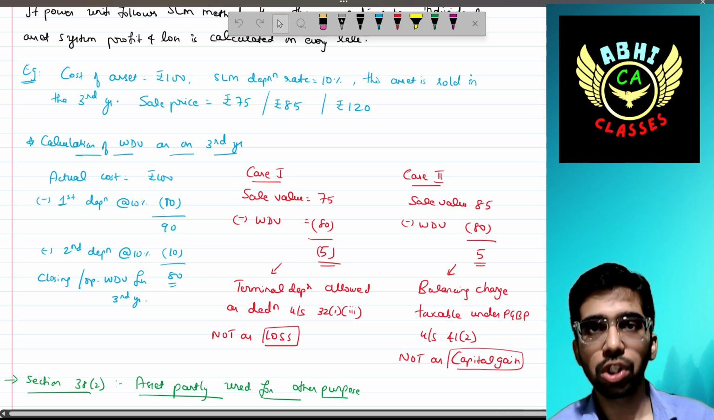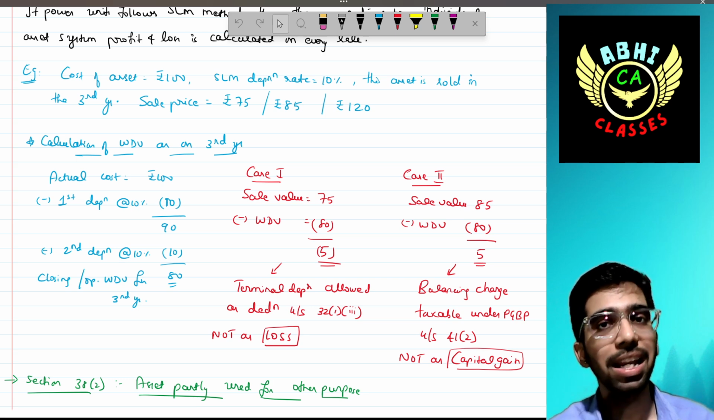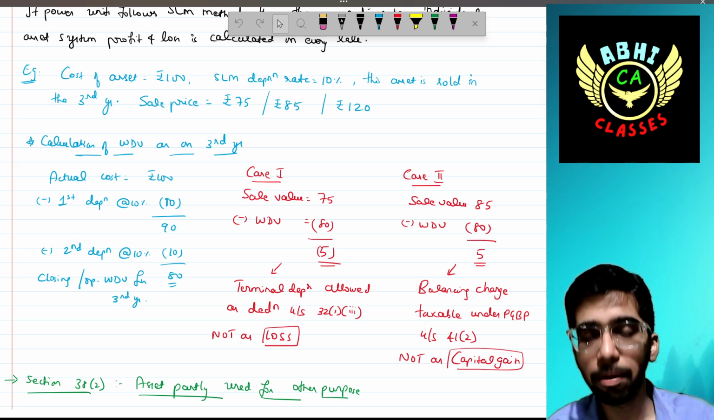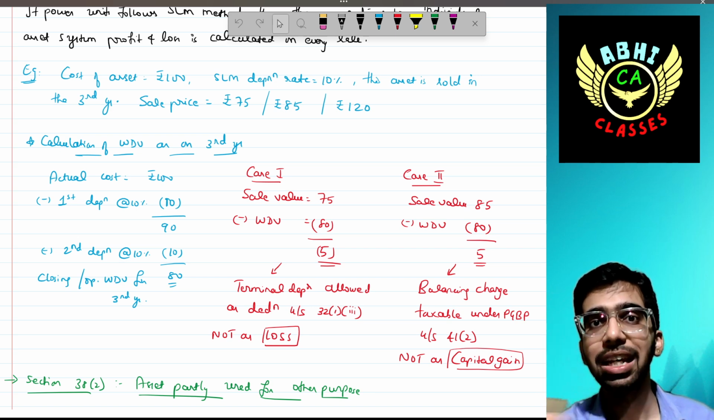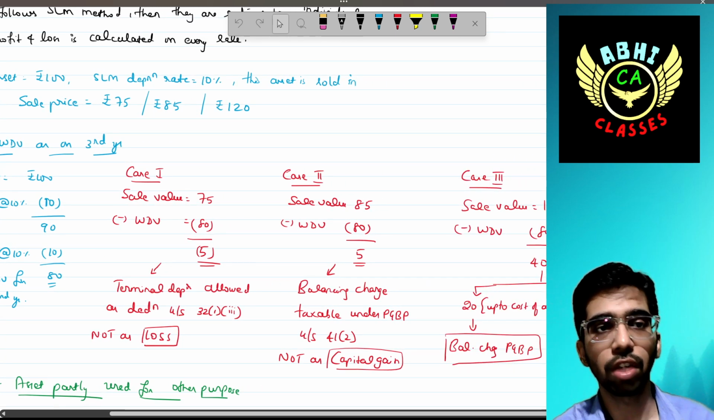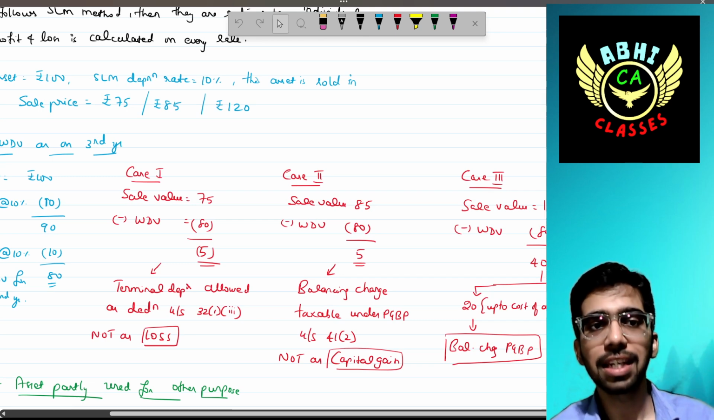So the actual cost is 100 rupees. The first year depreciation 10% is 10 rupees, minus, 90 rupees. Second year depreciation, the same method, 10% is 10 rupees. The WDV as on the beginning of the third year is 80. We'll see the first case. The first case says the selling price is 75.